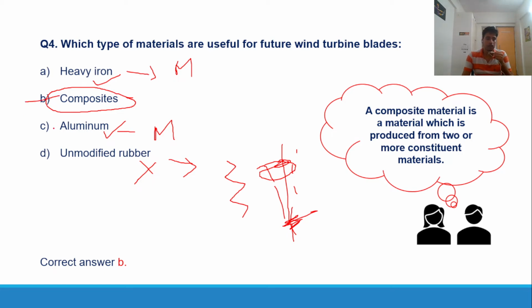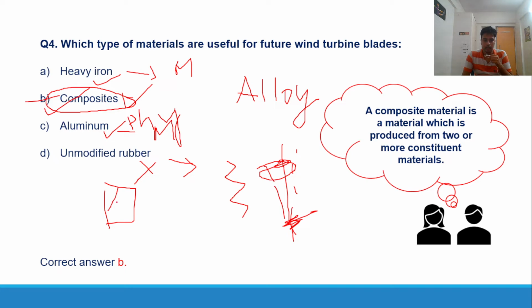Okay, but what are composites? Composite is a material which is produced from two or more constituent materials. Sir, what is the difference between composite and alloy? Make sure composites are physical mixtures. Physically we mix two or more constituent materials and make composites. One is a matrix in which these materials are embedded. That's how composites are made.